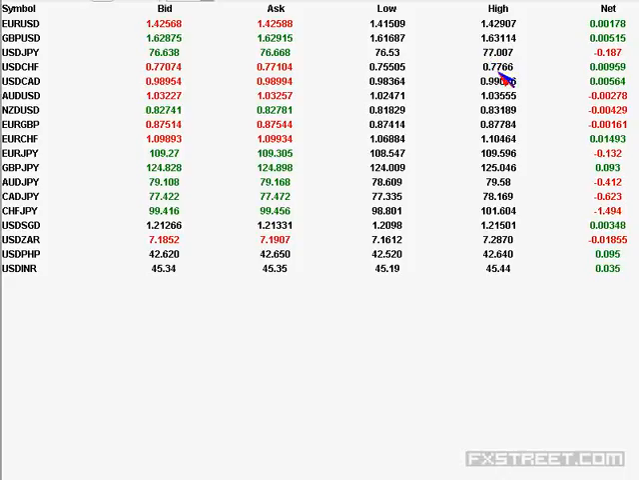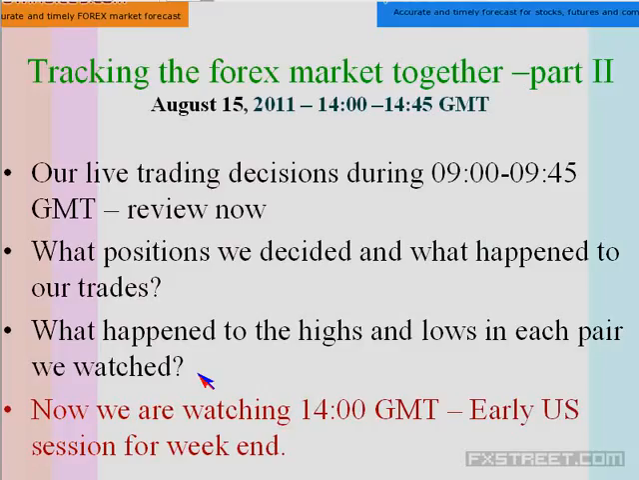And CHF, they have not done it, either breaching the low or the high, and Canadian dollar is the same, and Australian dollar also the same. So only in the case of euro and GBP, they made a brief upward stop before making a drop. So let us review the trades we had taken during the European session.